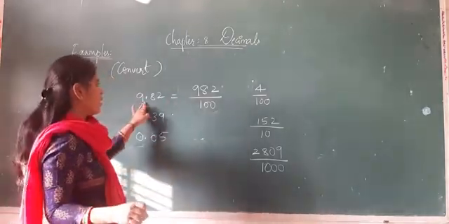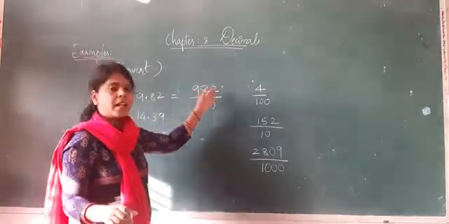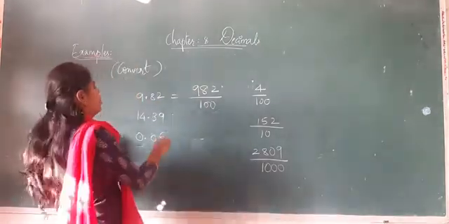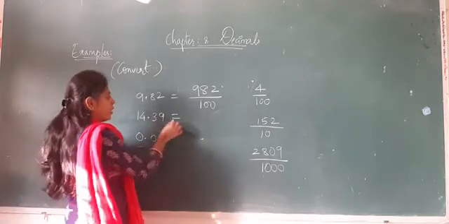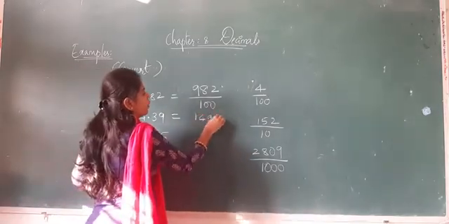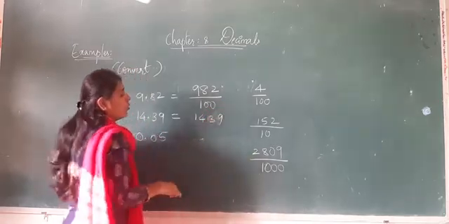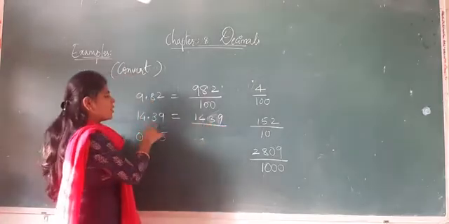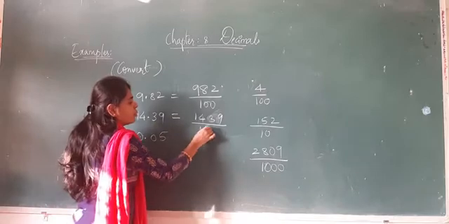So it is read as 9.82, but when you are writing in the fraction here, it is 982 divided by 100. So next one more, it is 14.39. Right? So write all the 4 digits, 1439. And now you see that after how many digits there is a decimal? 2 digits. So put 2 zeros.